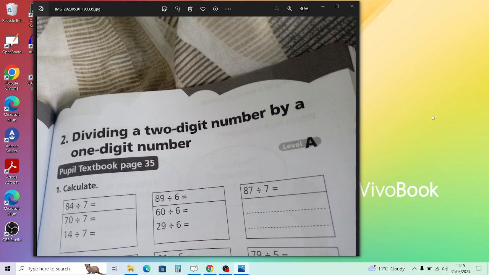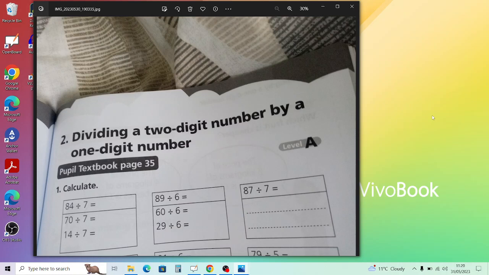And then B is a bit trickier. Write a suitable number in each of the boxes. Divided by 5 gives you 18 remainder 1. So we have to flip this around the other way to work it out. That'll be 18 times 5, plus 1 will be the answer there. Okay, and again, if you could do that, great. If not, then don't worry too much about that.